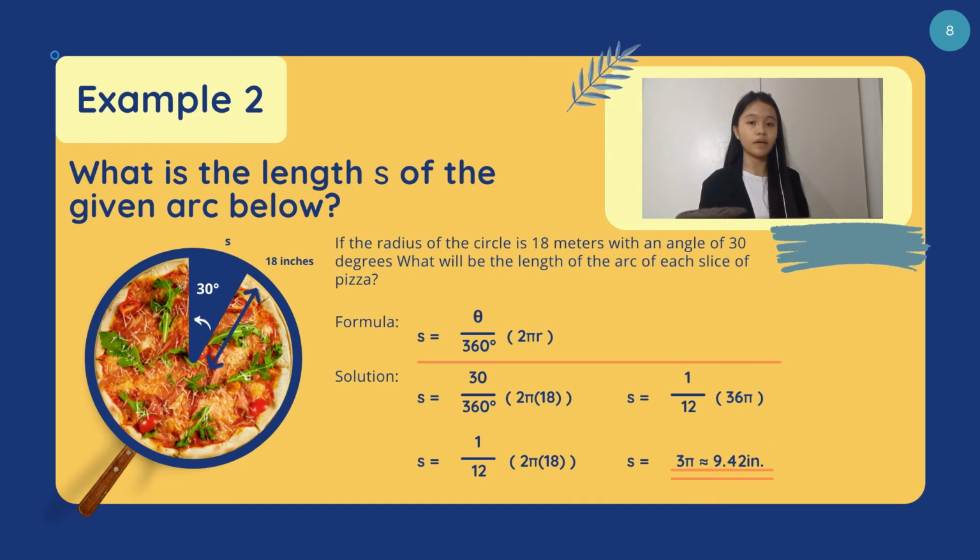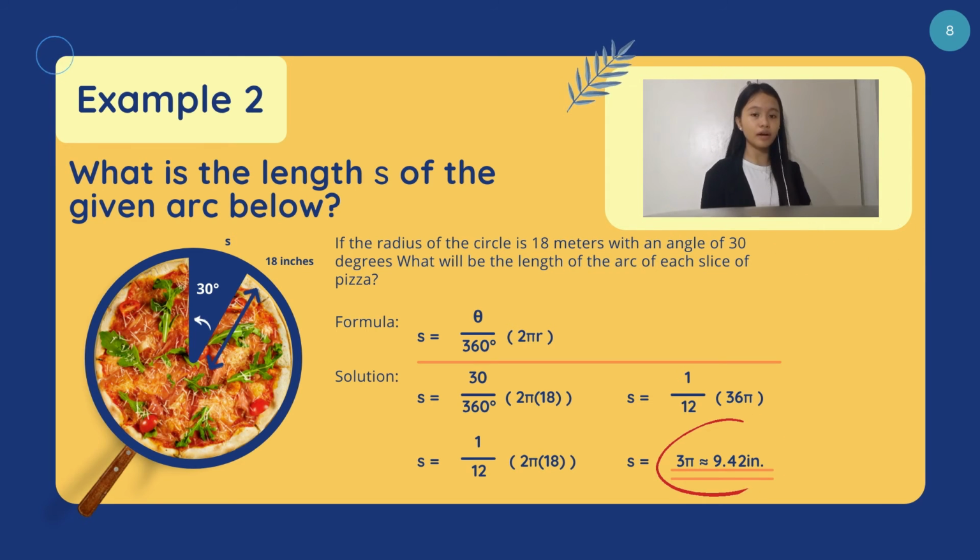The solution now becomes length equals 30 over 360 multiplied by 2 pi multiplied by 18. Reduce 30 over 360 into 1/12. Multiply 2 with 18 to get 36 pi. Then, solve for the length, which equates to 3 pi, or approximately 9.42 meters. Finalize, the length of the arc is approximately 9.42 meters, with the radius of 18 meters and a central angle of 30 degrees.